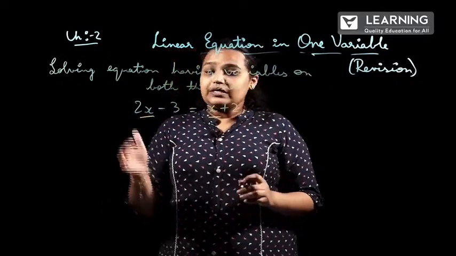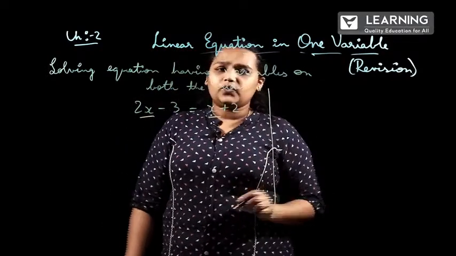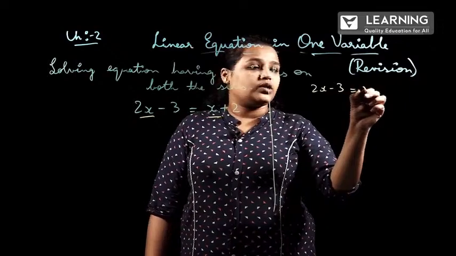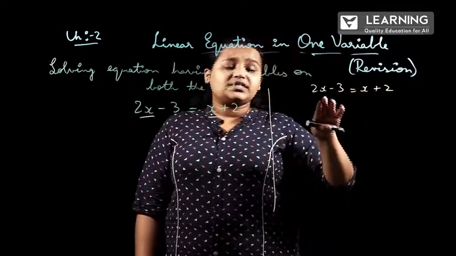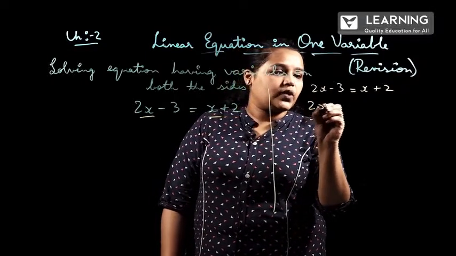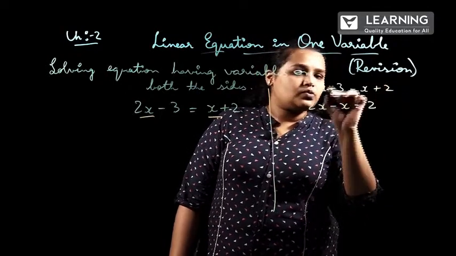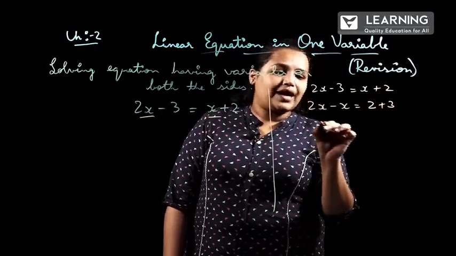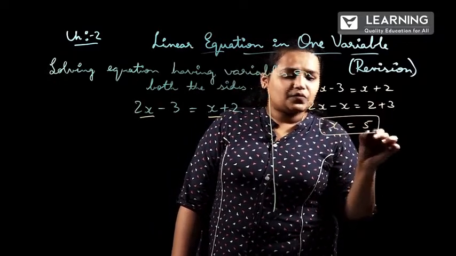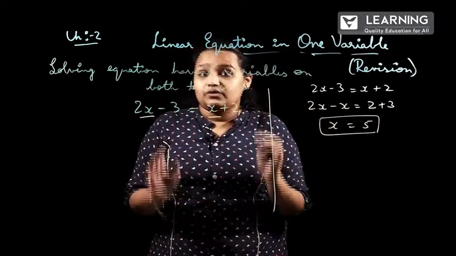So, what to do? Shift -3 first. First you can just directly do it. Directly means it will be 2x - 3 = x + 2. So, shift variables to one side and numericals to the other side. It will be 2x - x, and 2 + 3. So, what happens? 2x - x will be x, 2 + 3 is 5. Just in 1-2 steps we will be getting the answer. If you are getting confused, do not worry about it.